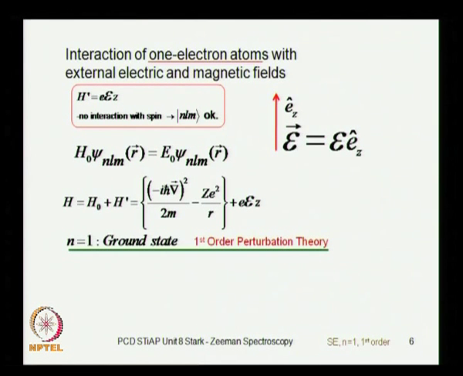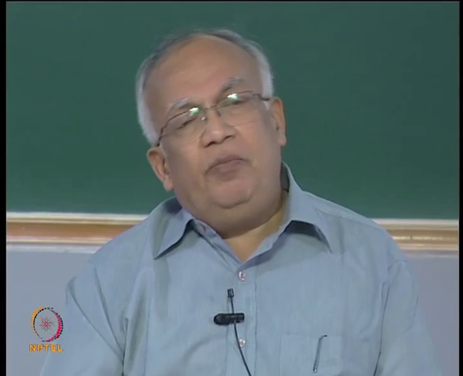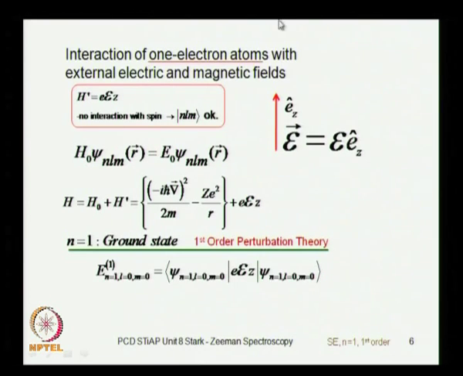Let us consider the ground state of the hydrogen atom and use the result of first order perturbation theory, from which we know that the first order correction will simply be the matrix element of the perturbation Hamiltonian in the ground state. So all you have to do is to get this first order correction, and what will this turn out to be? This is the 1s state of the hydrogen atom.